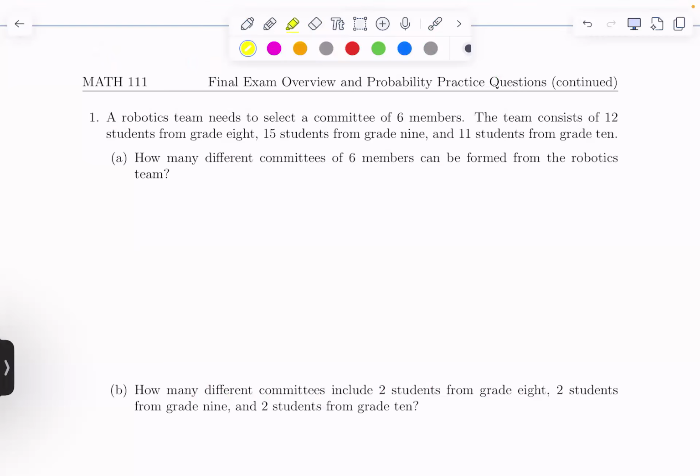Yeah, this is what tripped me up. I didn't pay attention and I thought, oh, it wants the probability for sure. But if we just want to know how many committees, I guess I should read it for posterity. A robotics team needs to select a committee of 6 members. The team consists of 12 students from grade 8, 15 students from grade 9, and 11 students from grade 10, which means that we have a total number of students. We have 12 and 15 and 11, putting me at 38 total.